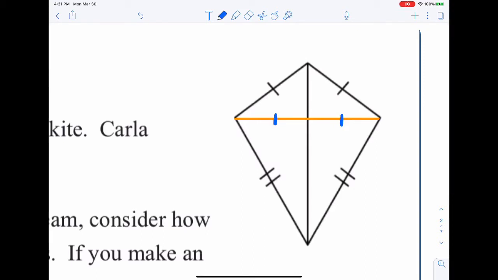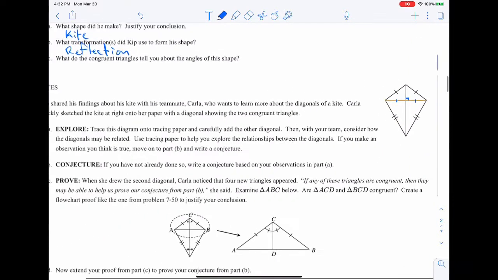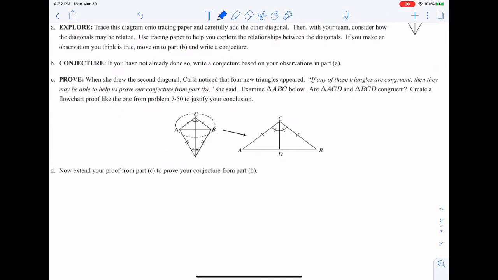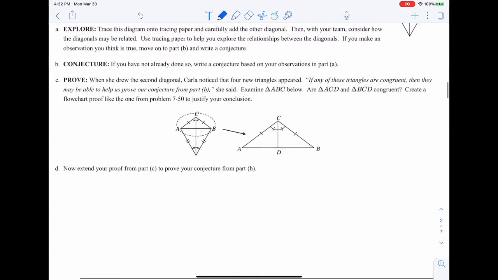Another one is those look to be 90-degree angles here, here, here, and here. So that means that those two diagonals would be perpendicular. Now, we haven't proven either of those conjectures, but they're good conjectures. So one, the two segments are congruent, and two, the diagonals are perpendicular. Let's move on now to C, where we're going to try and prove that. Okay, hit pause, read through C, and then play when you're ready.